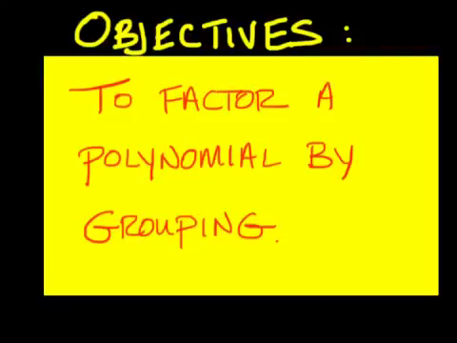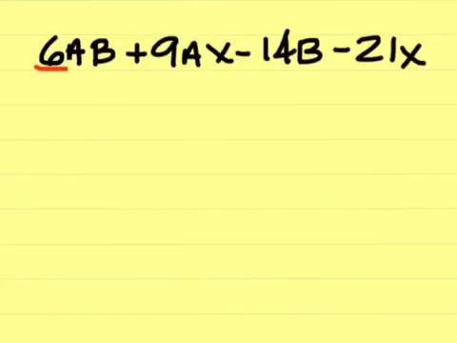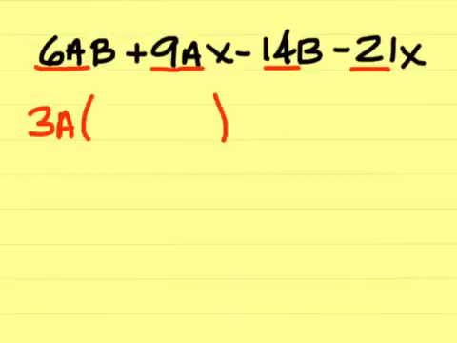To factor a polynomial by grouping. Here's an example. For this problem, you have a 6 and a 9 out front and 14 and 21 in the back. That's a sure sign that we're going to leave these the way they are. And additionally, on the front, you have an A and an A that can come out. So we have a 3 that can come out of 6 and 9, as well as an A that comes out of both of those terms. When you go back and divide, you're left with 2b plus 3x.